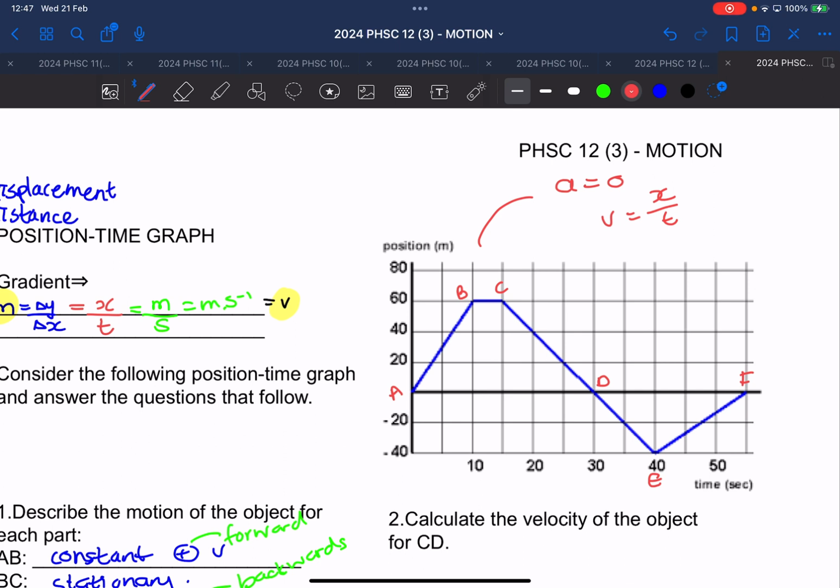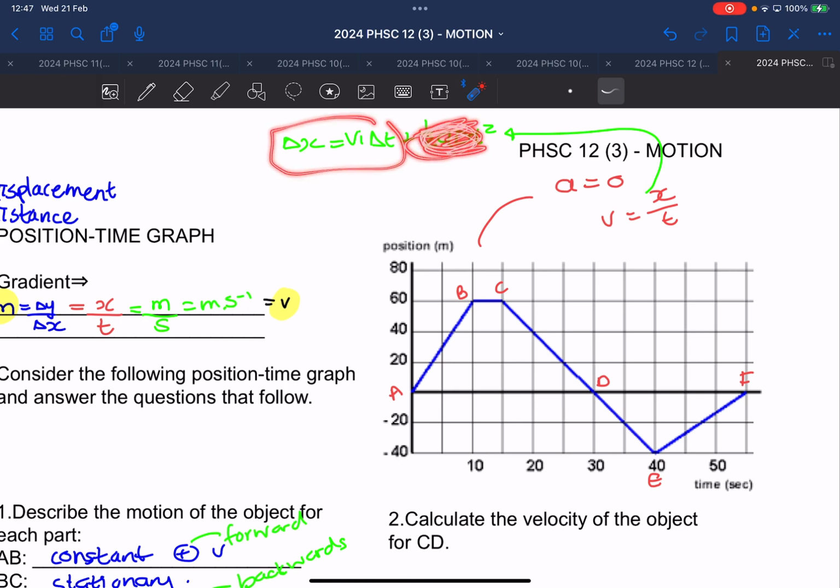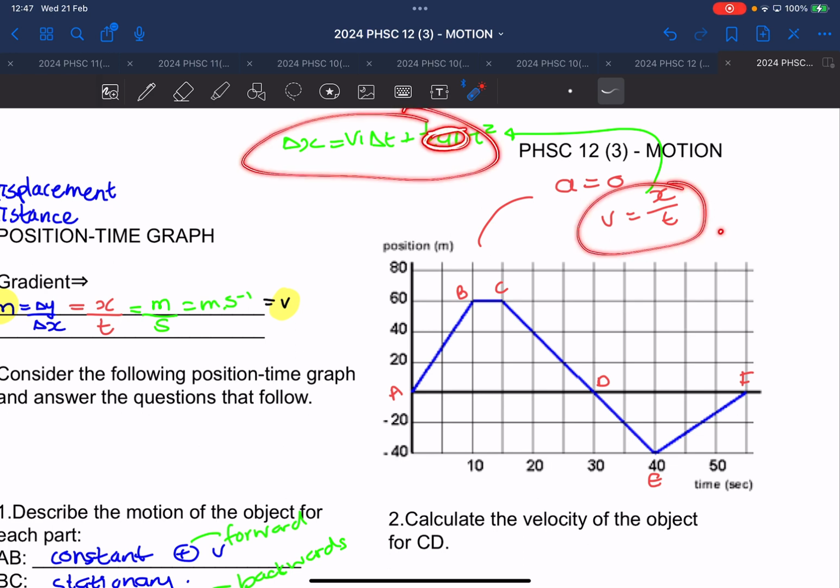Where do I get this formula from? I get it actually from your data sheet, which is delta x is equal to vi delta t plus half a delta t squared. Because if the acceleration is 0, then that is the same as that, just rearranged. So you don't have to memorize this off by heart. You can just look at this one and fill in a 0 there.